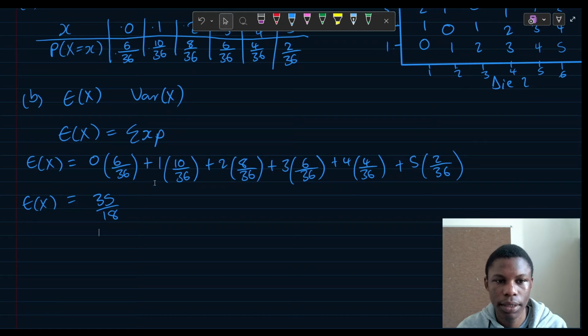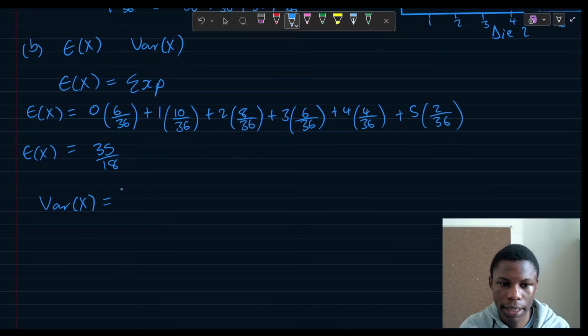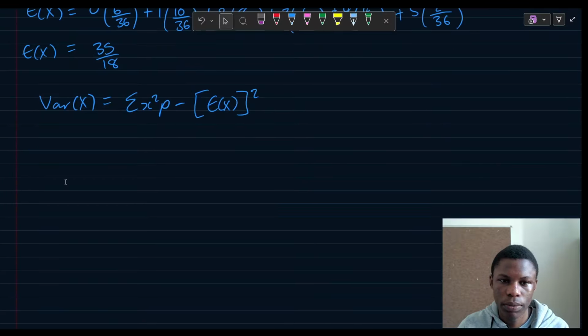All right. And now the variance. So again, the formula is in the MF19. It's the summation of x squared p minus, in brackets, your expectation of x all squared. So we need to figure out what the summation of x squared p is. The expectation of x we already have.